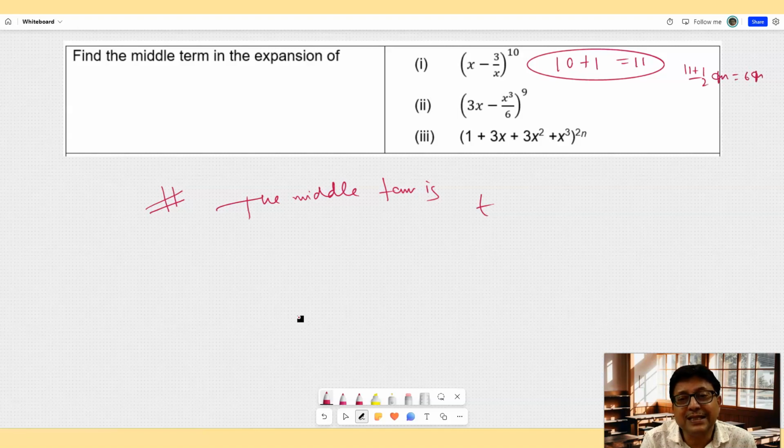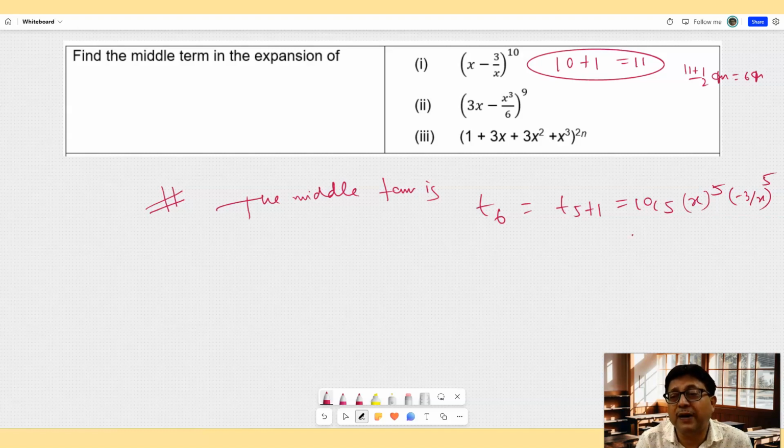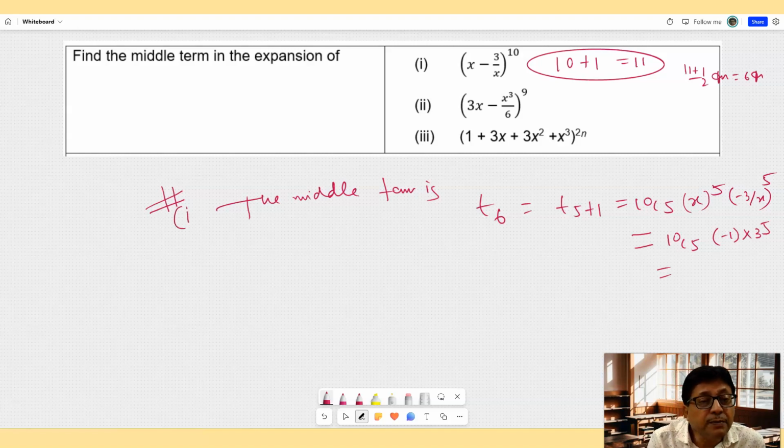That is the 6th term. T6 means what? T5 plus 1. This is nothing but 10C5 x to the power 10 minus 5, into (minus 3 by x) to the power 5. Go on simplifying. It will be 10C5 into minus 1 into 3 to the power 5. No need to simplify further. Keep your answer till this. This is for number 1.